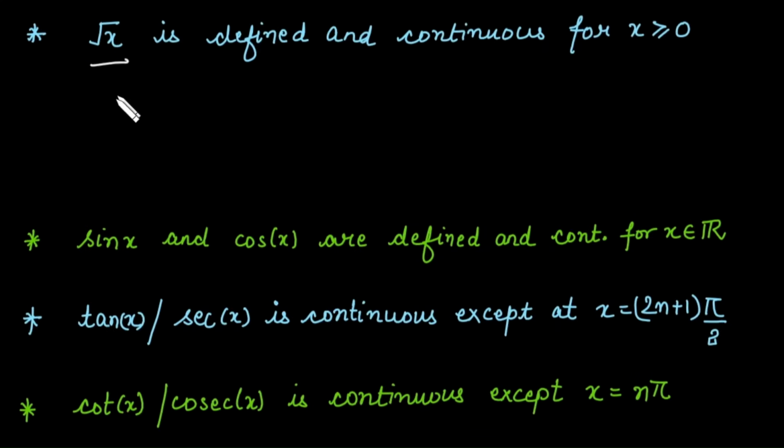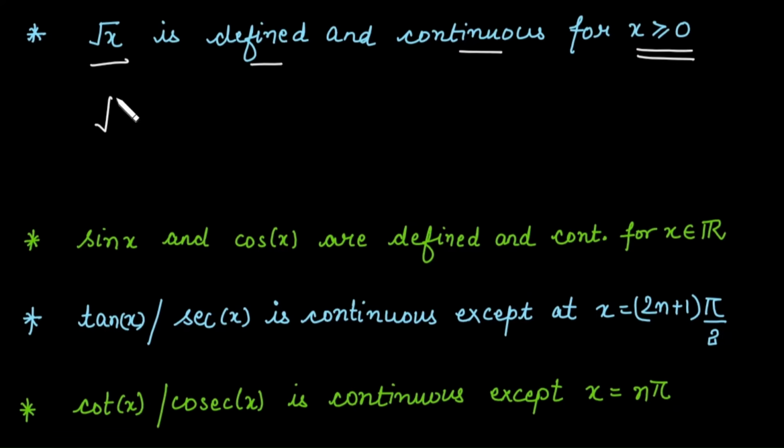For these values of x, this function is always continuous. Next is root x. This root x function is defined as well as continuous whenever x is greater than or equal to 0. Otherwise, you will get a complex number. Right now we are dealing with the real numbers. So we will get a real number whenever x is greater than or equal to 0, and even in that case the function is always continuous.